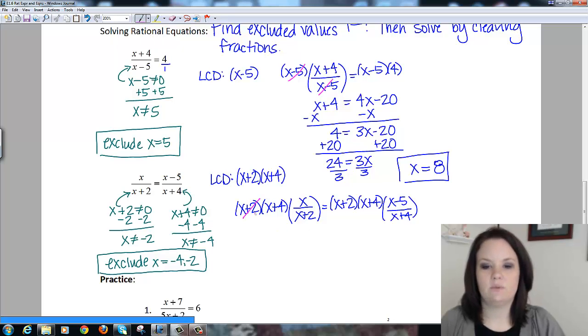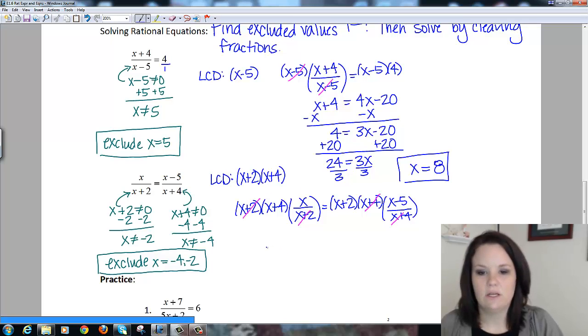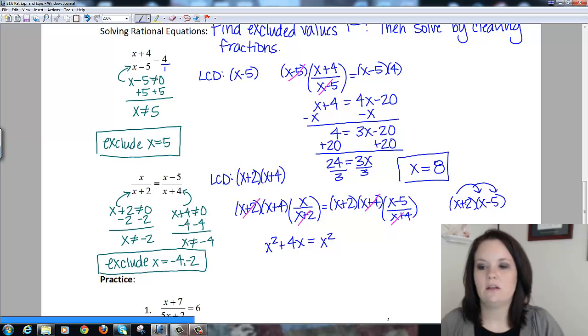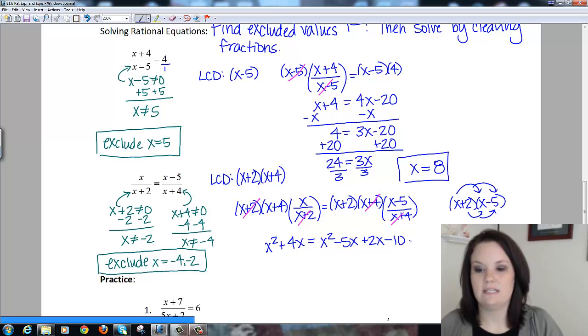Notice when I reduce, my x plus 2's on the left and my x plus 4's on the right, I no longer have fractions. So on the left-hand side, I'm going to distribute this x into that x plus 4. So I have x squared plus 4x is now equal to, and then here I need to distribute this. Over here to the side, what I'm basically doing is x plus 2 times x minus 5, and I'm going to distribute like that. So x times x gives me x squared, x times negative 5 gives me negative 5x, and then I distribute the 2. 2 times x gives me 2x, and 2 times negative 5 gives me negative 10.